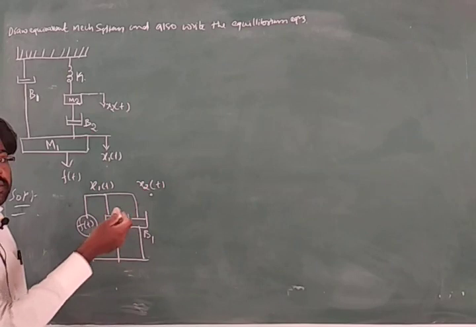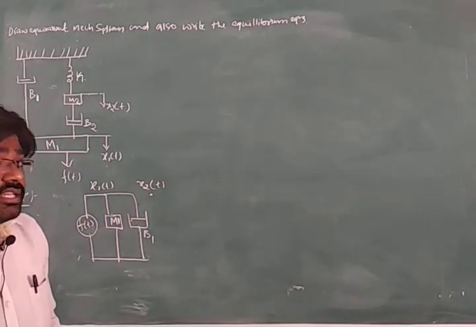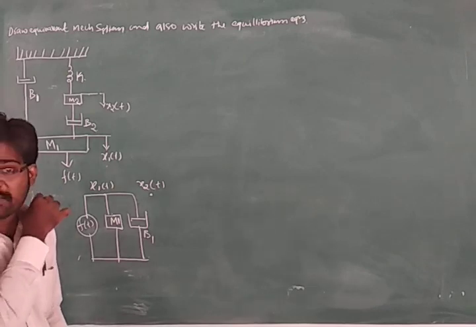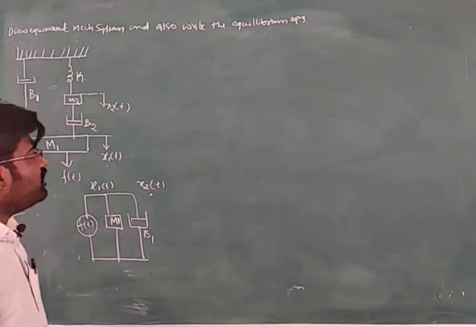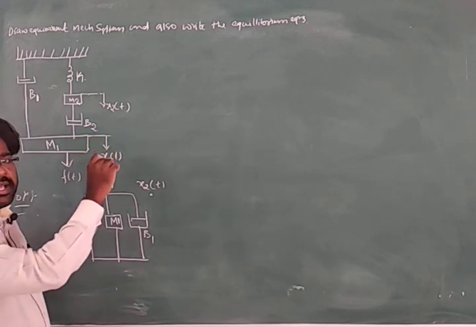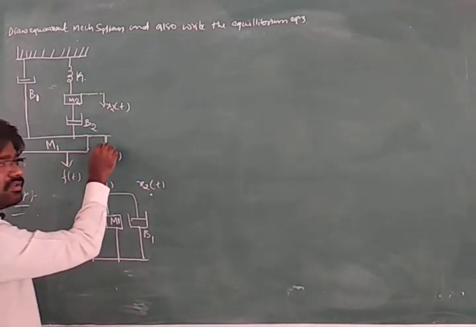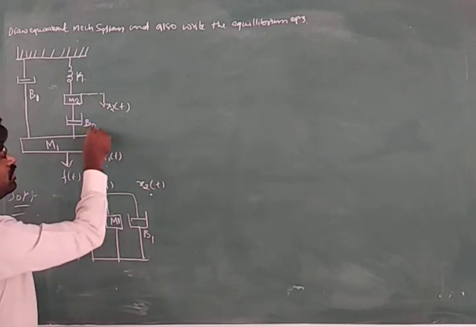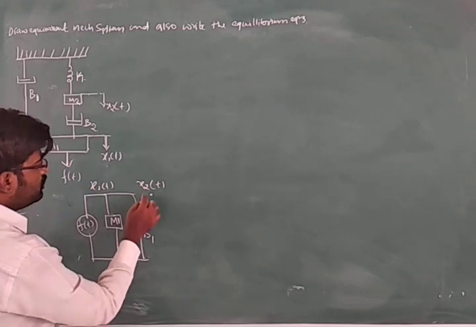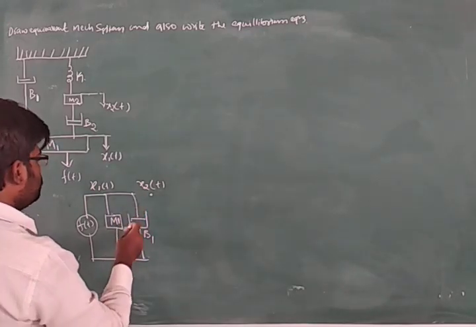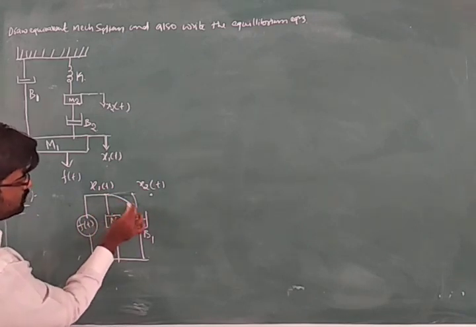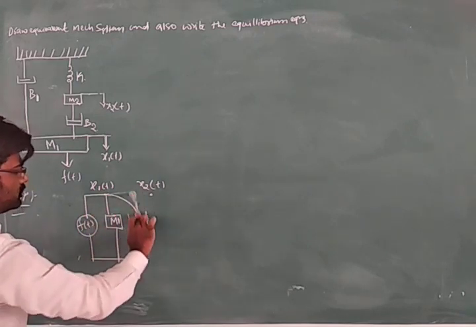Then how to write the equation? In the previous class I told you how to write the equation when two displacements are taking place. With respect to which displacement are we writing the equation? With respect to x1 we are writing. It means B2 into x1 minus x2 will be the term, so you should write it like this.